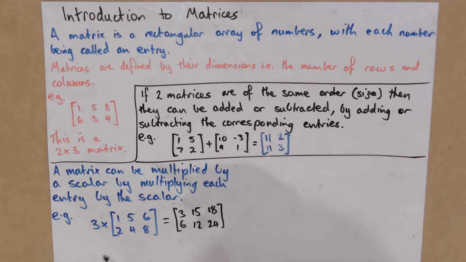It's called a scalar because it's really a scale factor. We're making everything 3 times bigger, so scaling it up or scaling it down. But we're just multiplying each element in our matrix, or entry in our matrix, by this constant out the front.